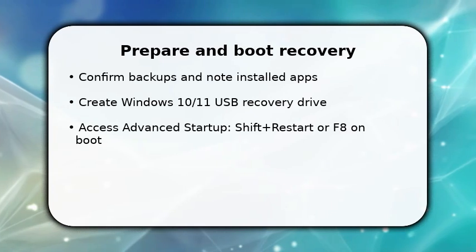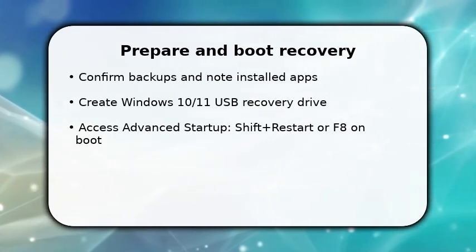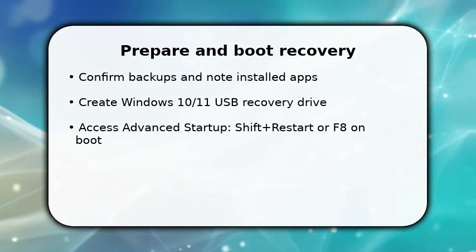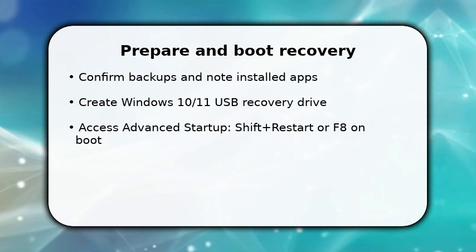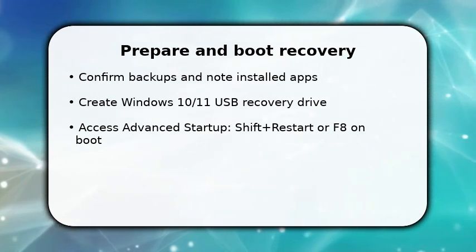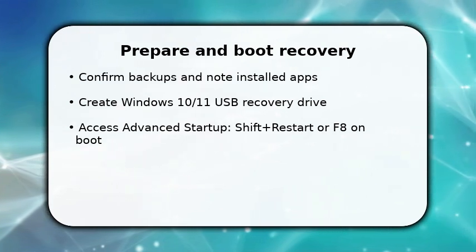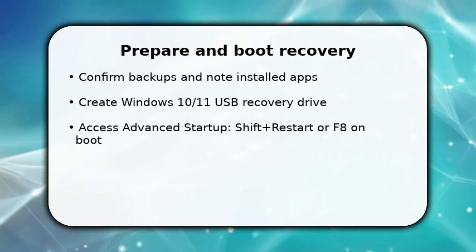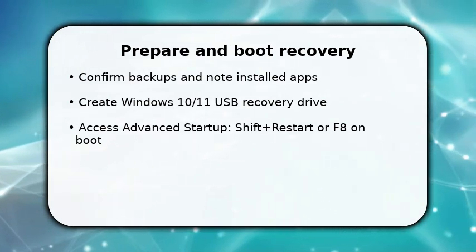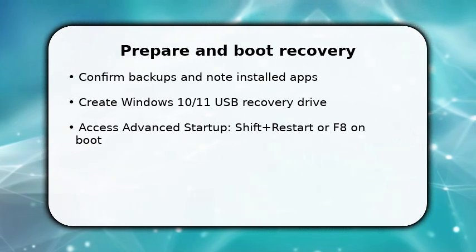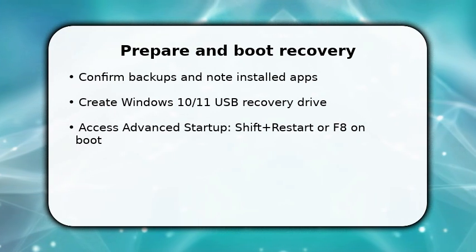You start by preparing. Back up any critical files if possible, and create a Windows USB recovery drive so you can repair system files. Once done, force the advanced startup environment by holding Shift while you click Restart or repeatedly tap F8 during boot. You do this because the regular desktop won't load, so you need recovery tools. Make sure to choose Troubleshoot, then Advanced Options. This gives you safe access to Startup Repair, System Restore, and Command Prompt for the next steps.